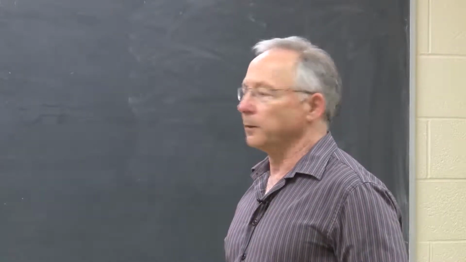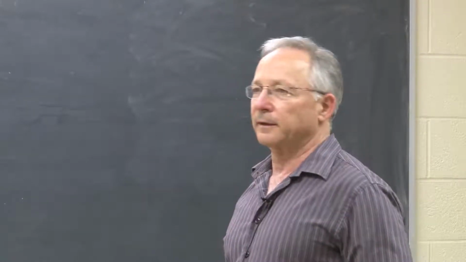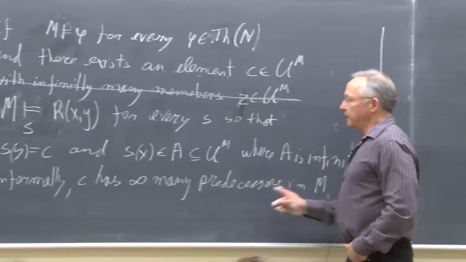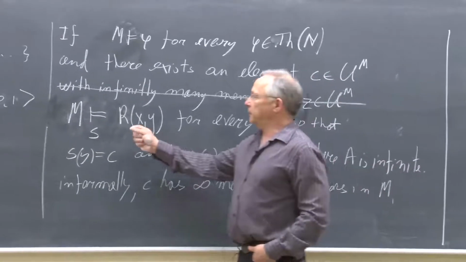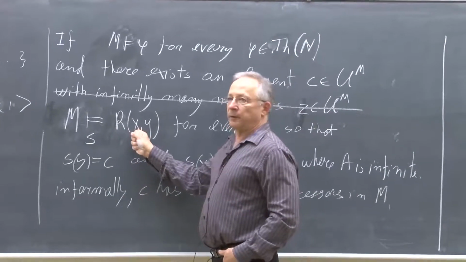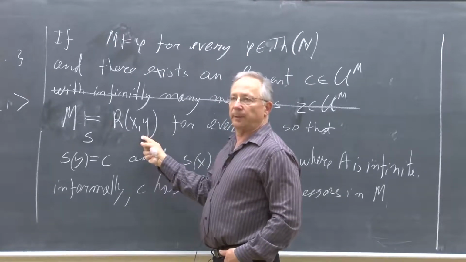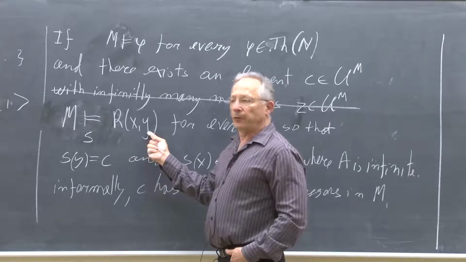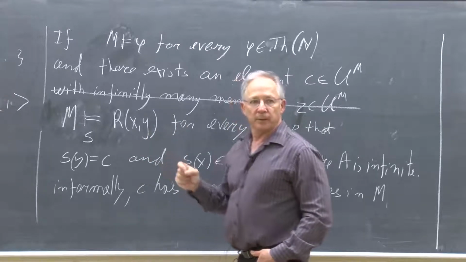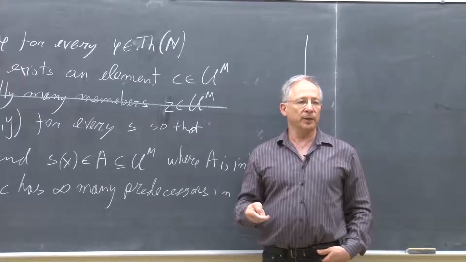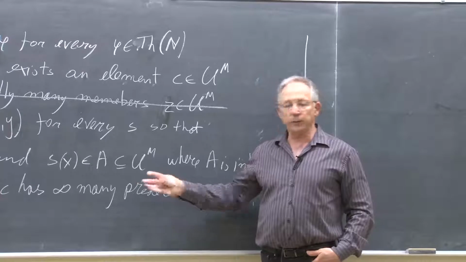You look a bit puzzled. So just look at it and ask any questions that you may have. I want to say informally that C has infinitely many predecessors in M. But being a predecessor in M just means M satisfies the formula R of the predecessor and C. But in the formula, I cannot talk about elements. In the formula, I can only talk about variables. So the way to translate a formula that talks about variables into a statement about the elements of M is through assignments.